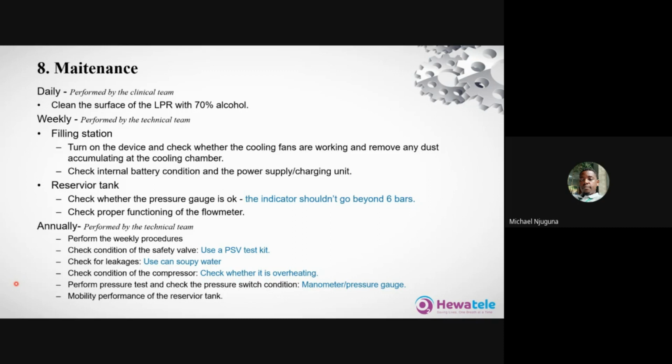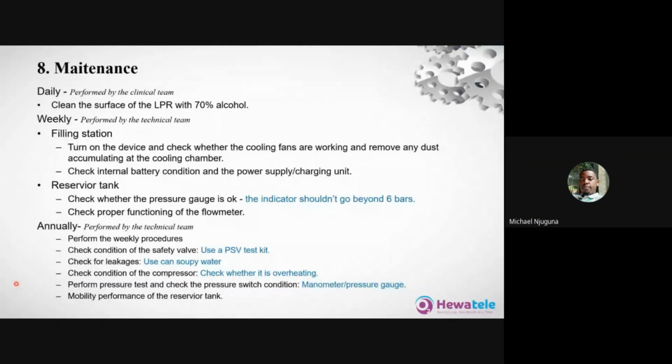So perform the weekly procedures, that is number one. Number two, check condition of the safety valve. You can use a PSV test kit, which are provided by instrumentation companies. Check for leakages. You can use soapy water on the connection points of the tubes. Check for bubbling. If you see bubbling, of course, that would mean that there is leakage at that point, and act accordingly.